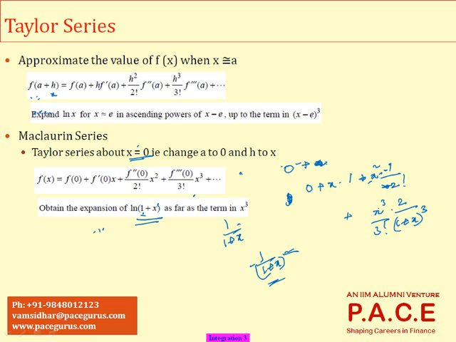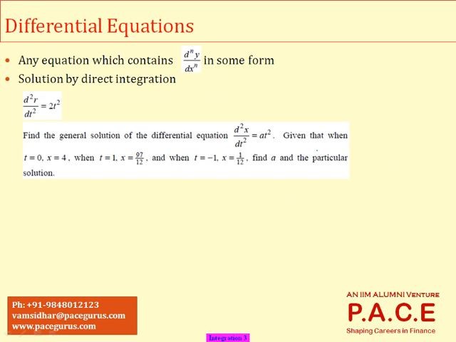Especially if the question does not ask about a particular point, you can very well use the Maclaurin series. If it is asking about a particular point, finding out the value of the function, then you can go for using the Taylor series itself. So when the questions are framed in this manner, you have to use these approximate series to find the values at particular values.